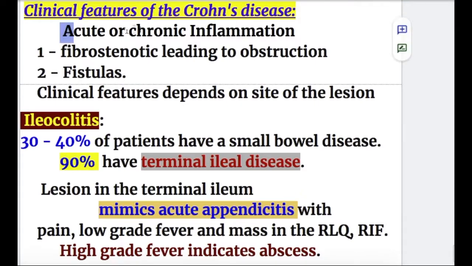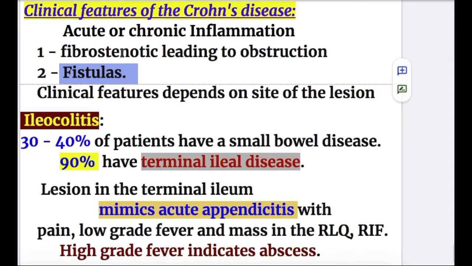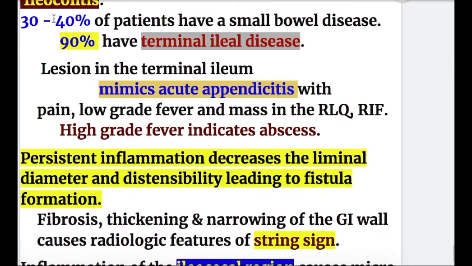It may be acute or chronic inflammation, may be fibrostenotic that leads to obstruction, and number 2, it may form a fistulous tract. So acute or chronic inflammation, fibrostenotic or fistulous. The clinical features of Crohn's disease depend on the site of the lesion. The most common site is the small intestine. So let's discuss ileocolitis first. So 30 to 40% of patients have small bowel disease and 90% have terminal ileal disease.